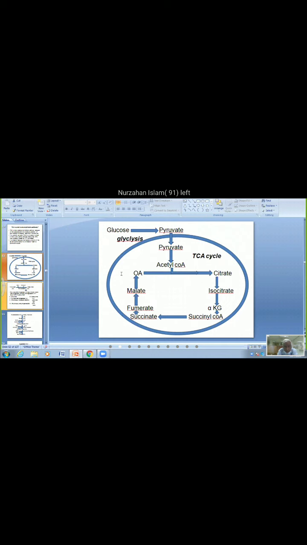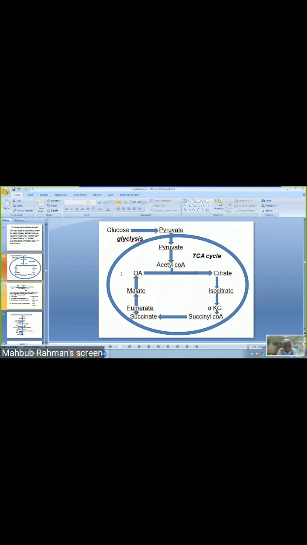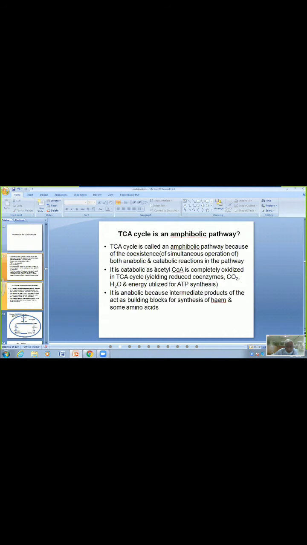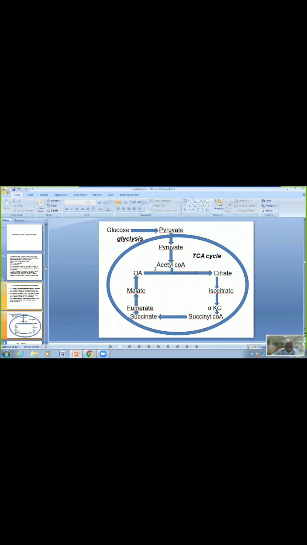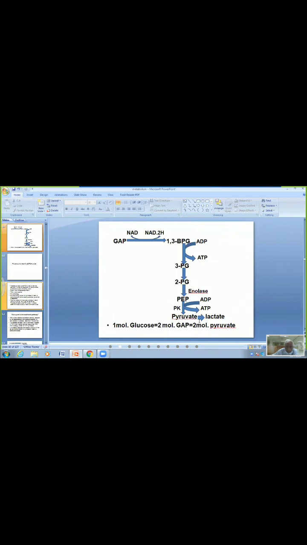When oxygen is not available, pyruvate does not enter the TCA cycle. It does not enter the mitochondria. It is simply converted to lactate. This portion here: when oxygen is absent, it will be converted to lactate. It can be seen from this view, or the earlier view. Pyruvate is converted to lactate in anaerobic condition.